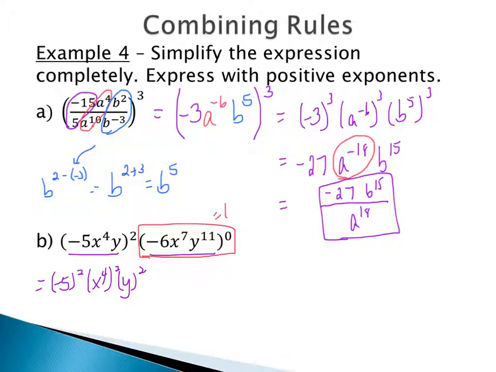So to save ourselves some work, I can just say that this whole thing is just going to turn to 1. You can work through it by bringing in the 0 exponent and show each part's equal to 1, but you'll just end up right back over here. So working through now what we have left, we have negative 5 to the second power, which would just be 25. Then x to the 4th to the second power, 4 times 2 would just be 8. So we have x to the 8th, and then y squared.